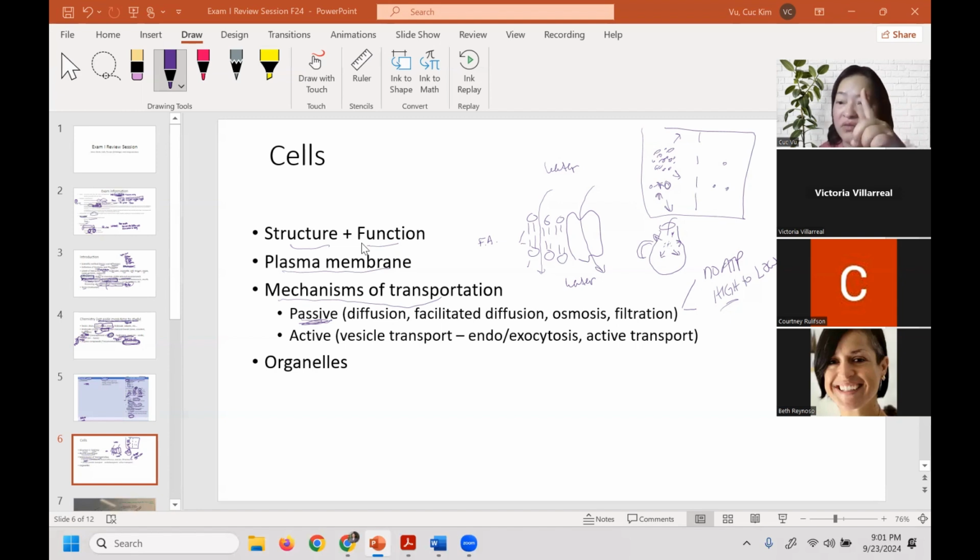The one that all the students mention is detoxify alcohol and drugs. That's right, but it does also store minerals like calcium. And 3, it synthesizes lipids.